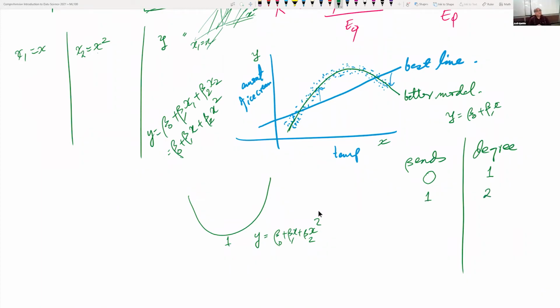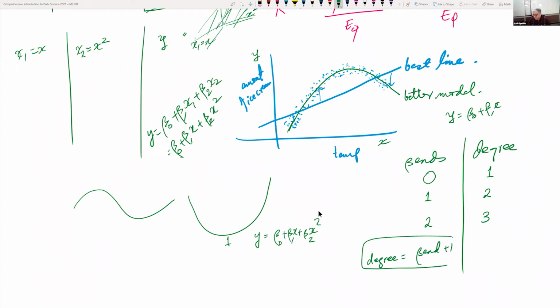Now, how many bends does this line have? 2. And you can convince yourself that the minimum degree of polynomial that you need to represent it is 3. Polynomial of degree 3. Do you see a pattern here, guys? Yes, bend plus 1. Degree is bend plus 1.